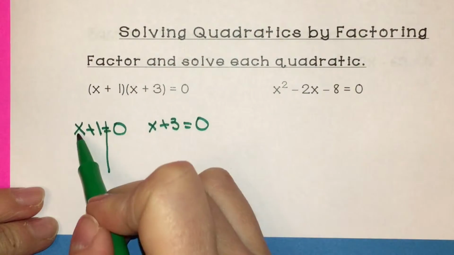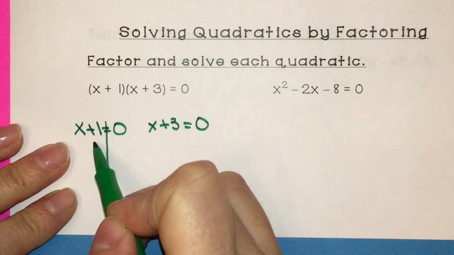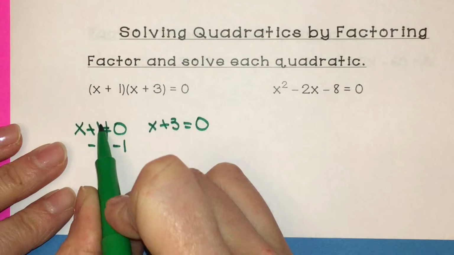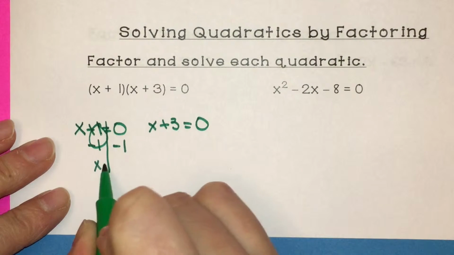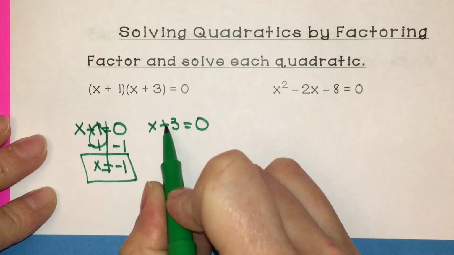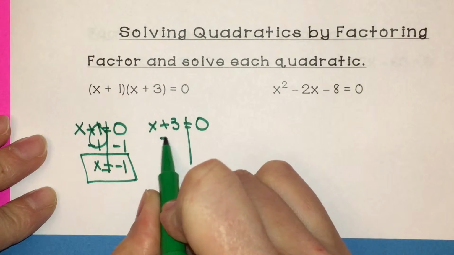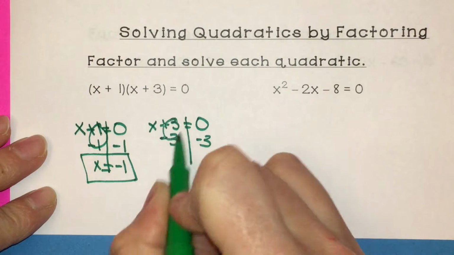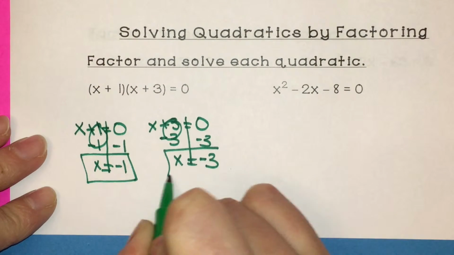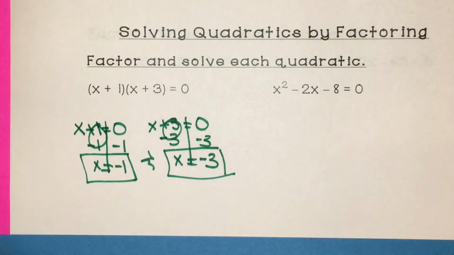Remember, to get x by itself, do the opposite operation to both sides of the equal sign. So opposite of plus 1 is minus 1 to both sides. 1 minus 1 is 0. So x is equal to negative 1. And over here, we're going to subtract 3 from both sides. x is equal to negative 3. So here are our answers.